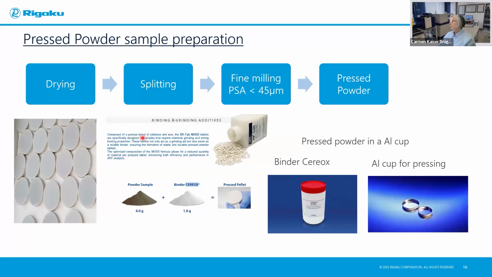So we have different ways of milling the sample. If it's a large sample, we would reduce it until we have the final milling step, where we need to achieve a particle size for XRF of less than 45 micron. And of course, pressing the powder. So here you can see some examples of binders and how we would press the powder.